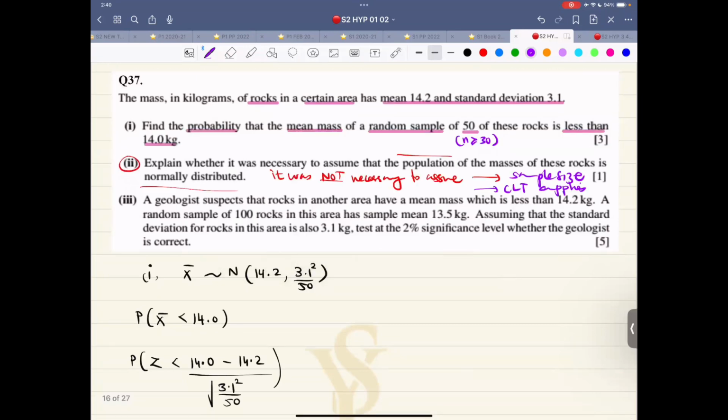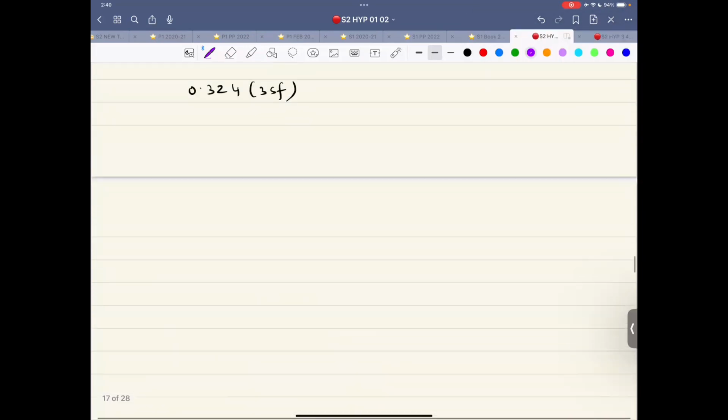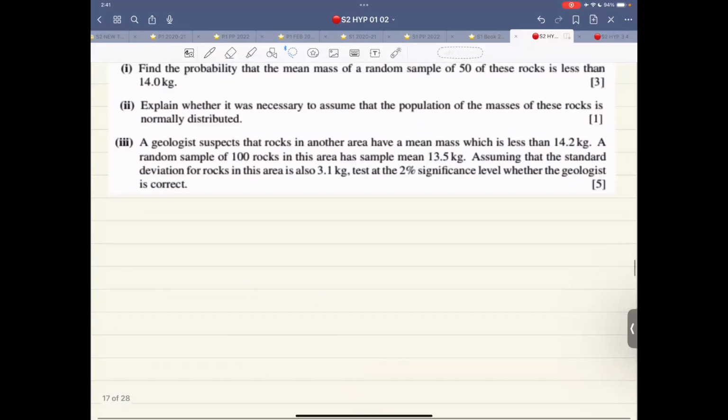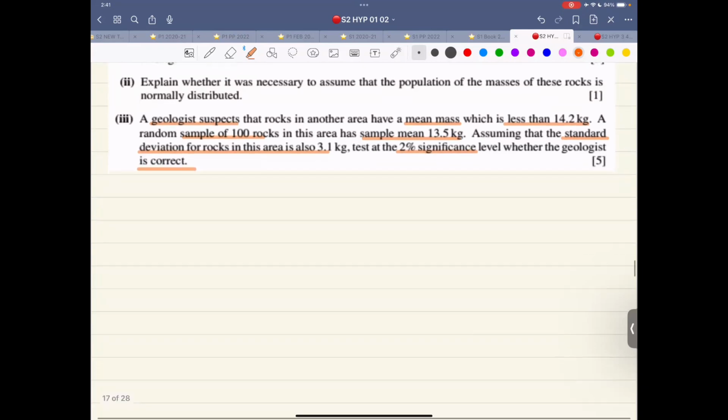Now let me copy this. Let me add another page and let me solve the hypothesis over here. Now it says that a geologist suspects that the rocks in another area have a mean mass which is less than 14.2. A random sample of 100 rocks in this area had a sample mean of 13.5. Assuming that the standard deviation is also 3.1, test at the 2% significance level whether the geologist is correct.